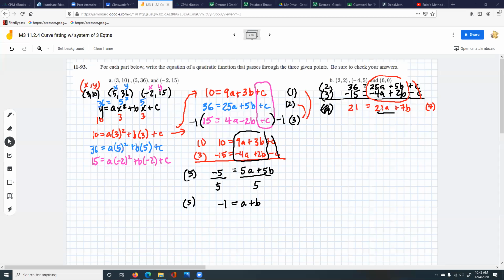Same thing with this. What could I divide all these by to simplify it? 7. Yeah, so let's divide by 7 to make the numbers smaller. So this is equation 4. 21 divided by 7 is 3. 21a divided by 7 is 3a plus b. Okay, so that's equation 4 and 5. So I see these two equations. What do I need to do? Let's say I want to do something to this equation to get the b's to cancel.